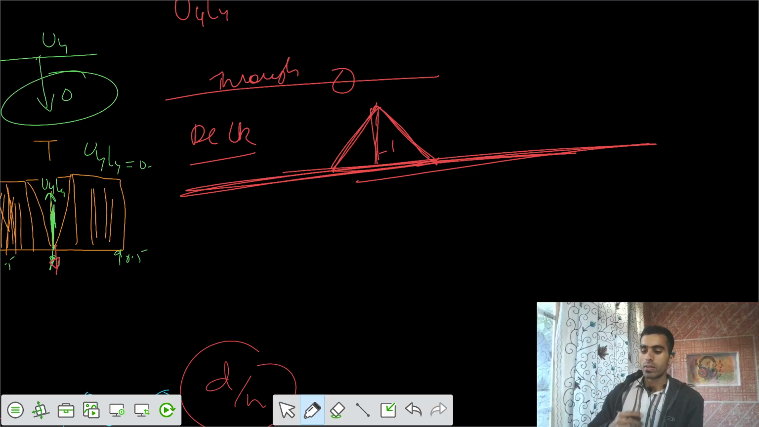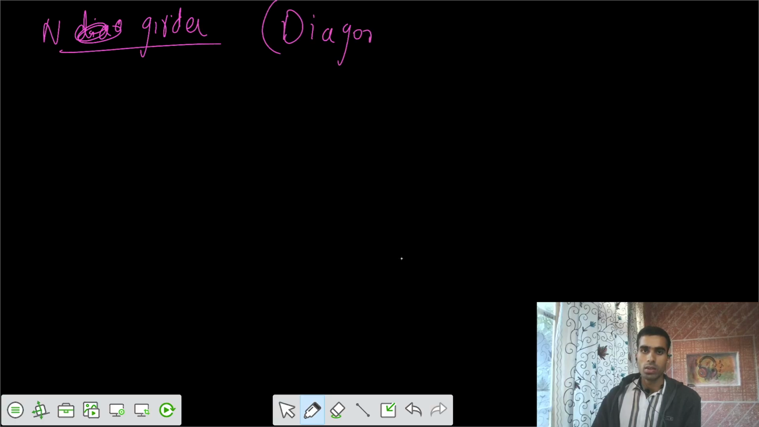Now the second topic is that we have one more girder, the N girder, but the diagonals are reversed. This is also an N girder, but the diagonals are reversed, so we can say this is N reverse. It's different from the previous one: the diagonals are reversed.